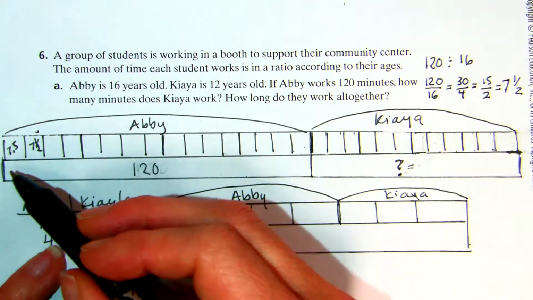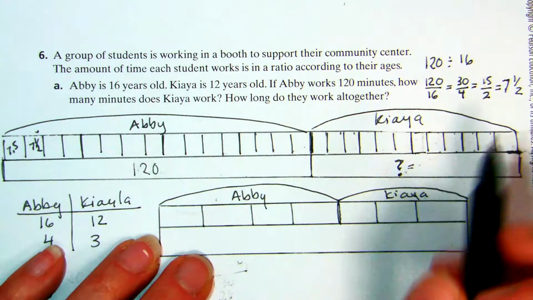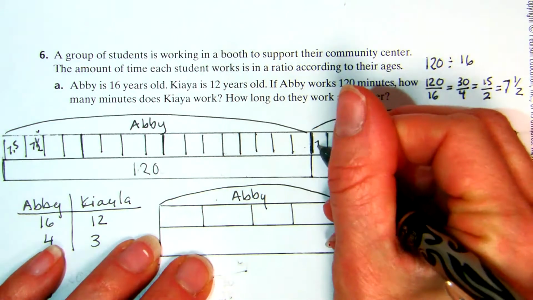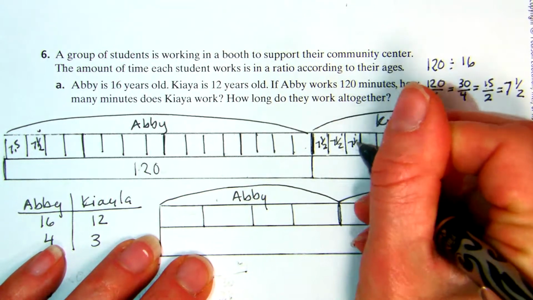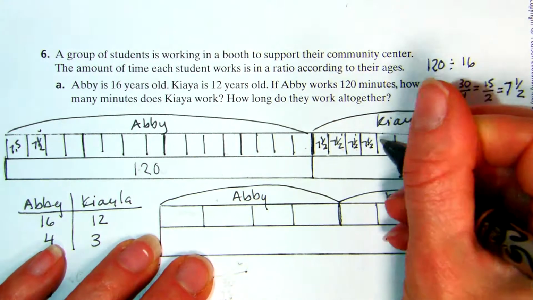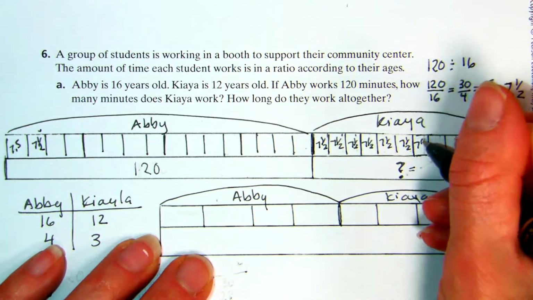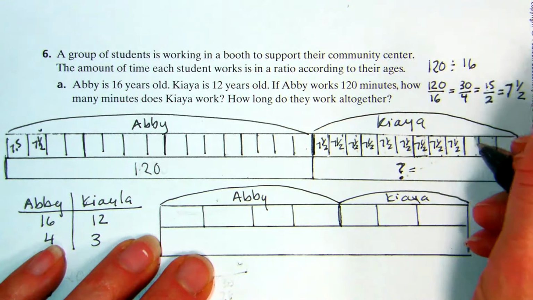But now I know what one of these boxes is. I know it's 7 and a half, so I can use that in my section of the diagram about Kiaya. I know all of those are 7 and a half, so I could write 7 and a half in each one of these. It's going to take a little bit, but I could. And I know that, because Kiaya's has 12 sections, I'm going to have 12 groups of 7 and a half, right?